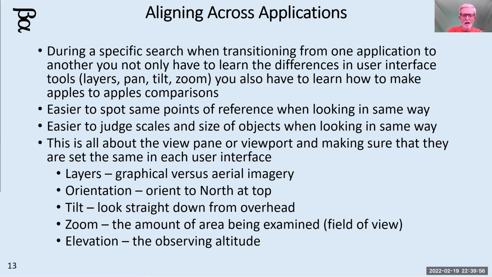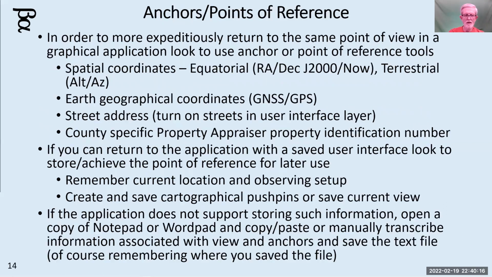And then the elevation. If you're in Google Earth, you can say, I want to look at this from 200,000 feet, and then you can zoom, or you can say, I want to look at this from 20,000 feet, and then zoom. So that's the elevation, and that gives you the ability to save all that information. So what are your anchors or your points of reference, or the information that would be in your push pins for your saved coordinate? In the case of space, you have spatial coordinates.